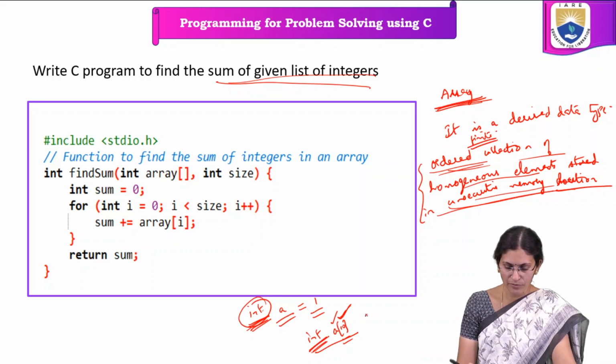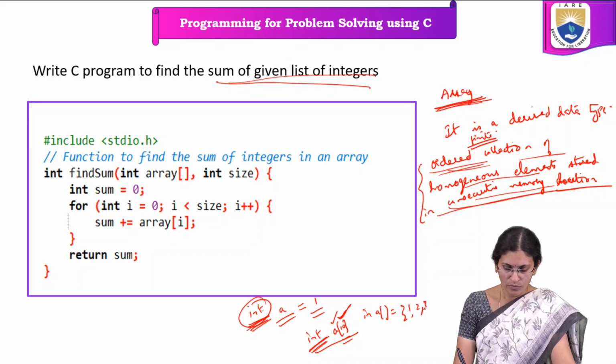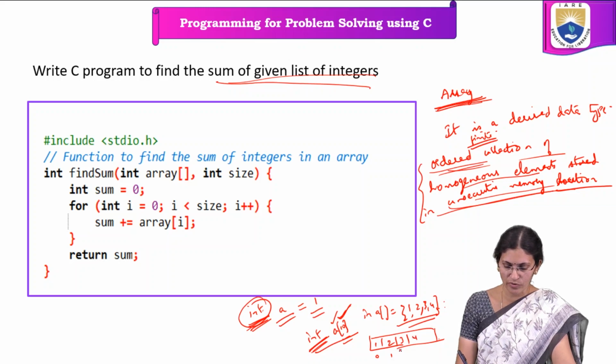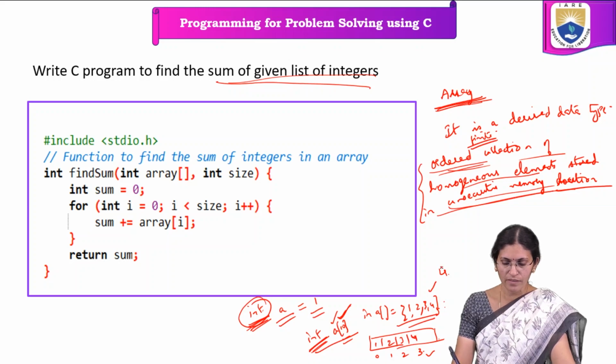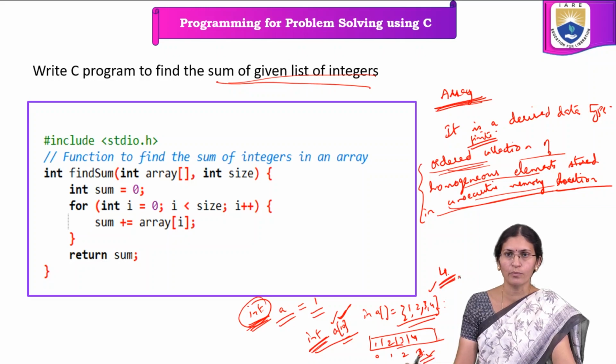Suppose we write int a equal to 1, 2, 3, 4 and so on. Here the array size is 4, so 4 elements are there. This is how we can represent the array elements in memory. The first element is stored at the 0th index. The second element is stored at the first index. We can access each element of the array by using its index. If this is the size of the array, then the last element has the index size minus 1.